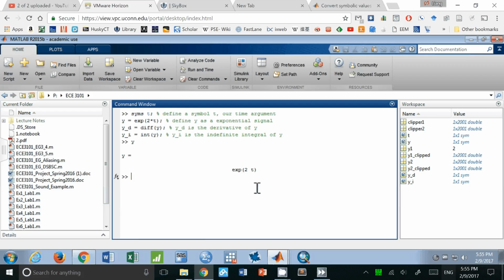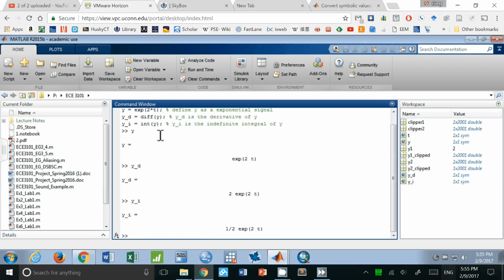And I calculate yd. By the way, yd should be the derivative of y with respect to t, and in this case should be 2 times exponential of 2t. Let's see. Well, exactly as we expected. And yi, as I put in here, should be the indefinite integral of y. This int with y and t represents the integral. Now if you take it, you should see half of exponential 2t. This is from your single variable calculus class, you know this. But now MATLAB can replace all of this effort to save some time.